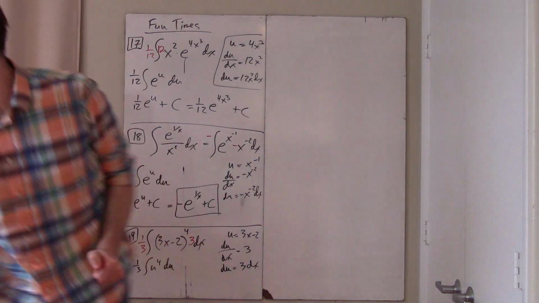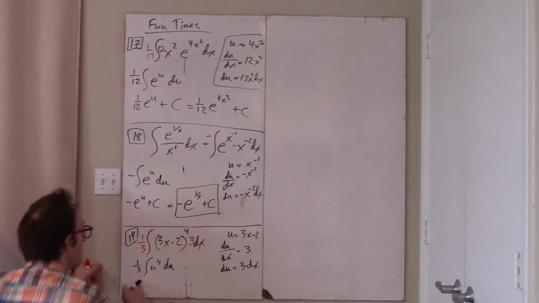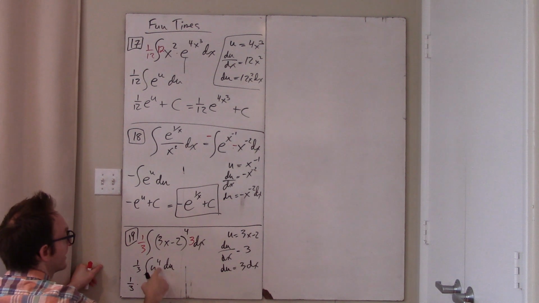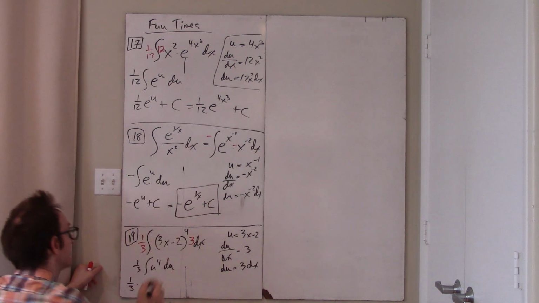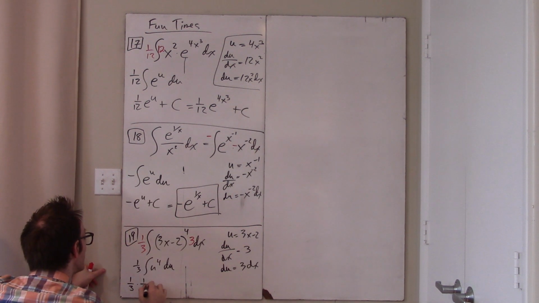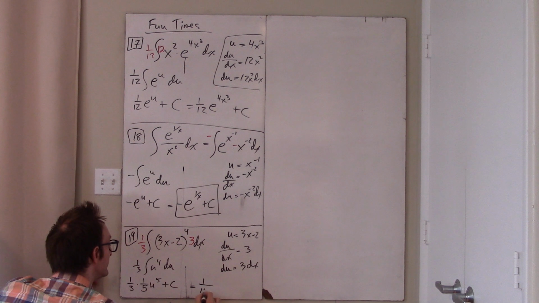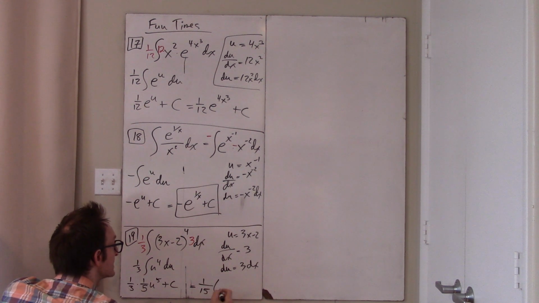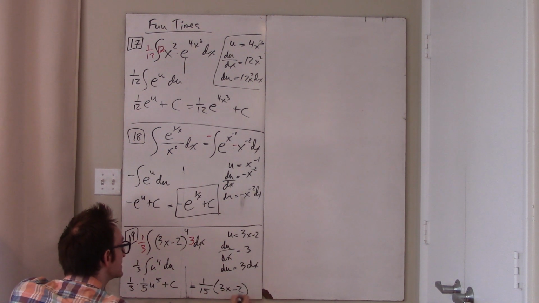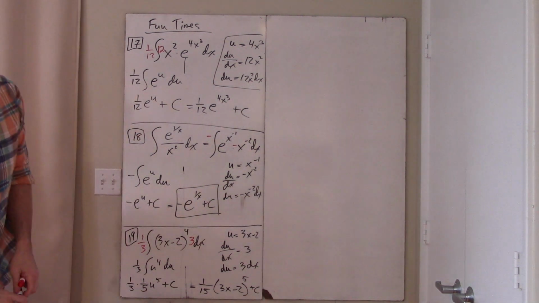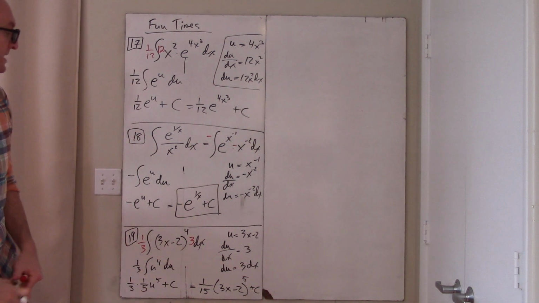And what is that? It's 1/3 times the antiderivative of u to the fourth, which is u to the fifth divided by 5. So 1/5 u to the fifth plus c. So final answer is 1/15 times 3x minus 2 to the fifth plus c. Right, looking good, moving right along.